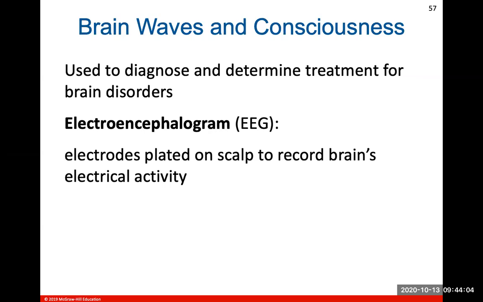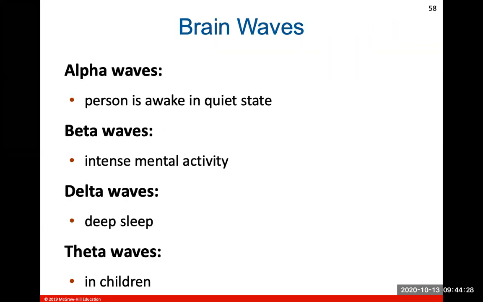Brainwaves and consciousness. Brainwaves are used to diagnose and determine treatment for various types of brain disorders. And we can use an electroencephalogram, an EEG, where we place electrodes on a patient's scalp to monitor their brain electrical activity. And we can see where parts of the brain are not necessarily responding to a stimulus and be able to gauge where within that person's brain is the problem.